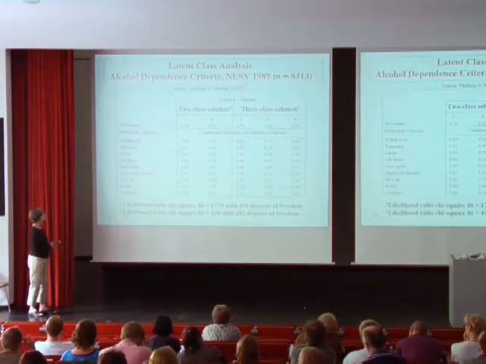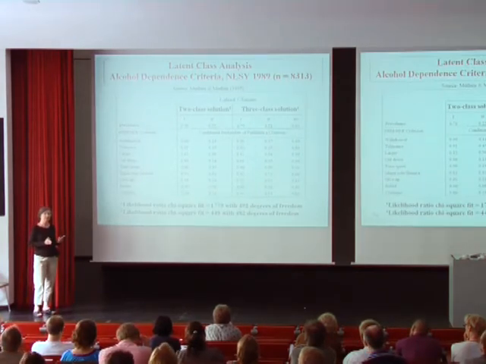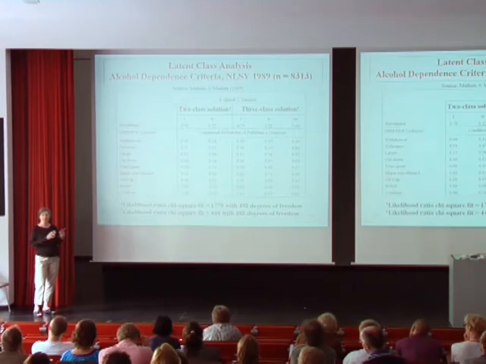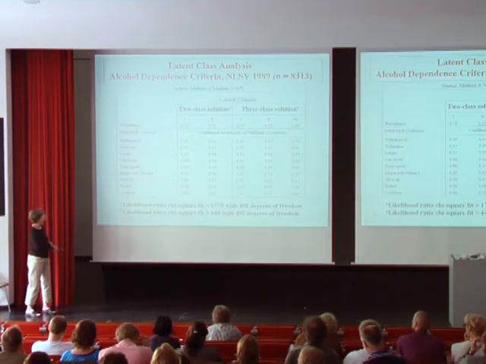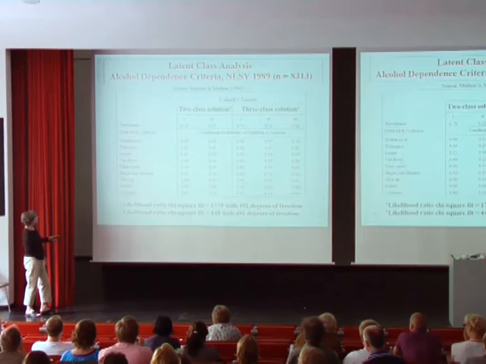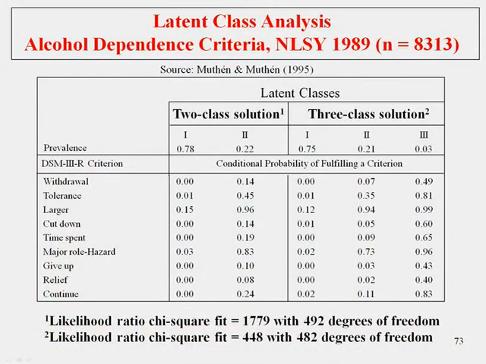So the results of the analysis really depend on the care that you take while you're doing it. So here we're going to focus on the three-class solution. First of all, the structural parameters. We have class 1 that has 75% of the people, class 2, 21%, and class 3, 3%.